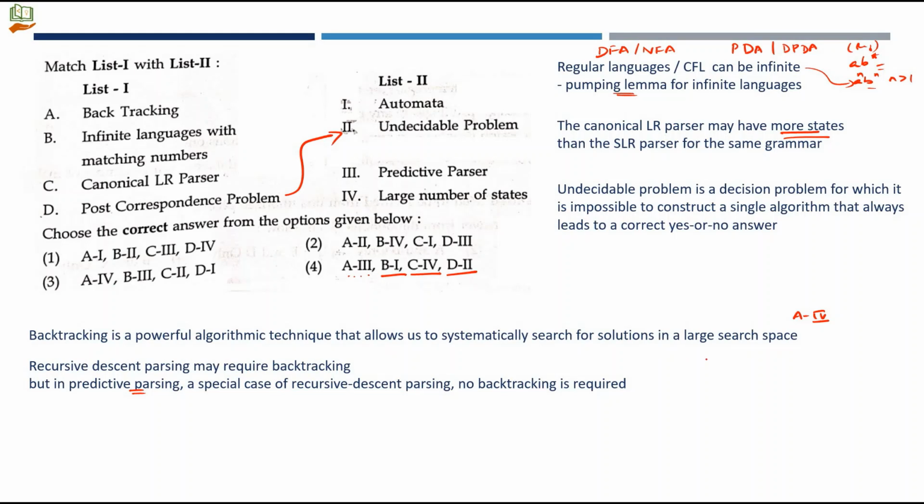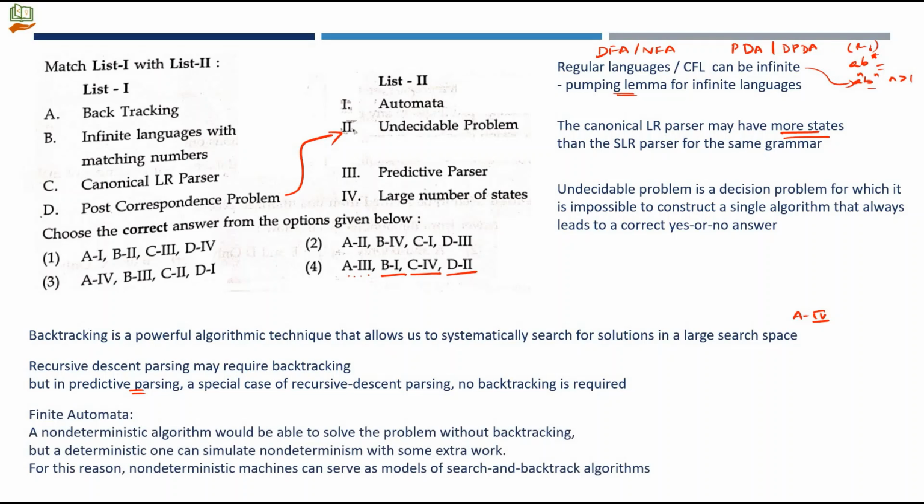So A cannot be 3. Let's see another possibility of backtracking. In finite automata, we have a statement in one of the books: a non-deterministic algorithm would be able to solve the problem without backtracking, but a deterministic one can simulate non-determinism with some extra work. For this reason, non-deterministic machines can serve as models of search and backtrack algorithms, which means A might be mapping to option 1.